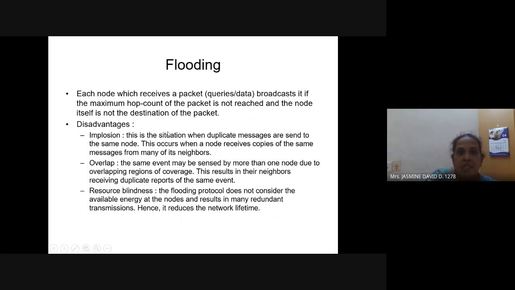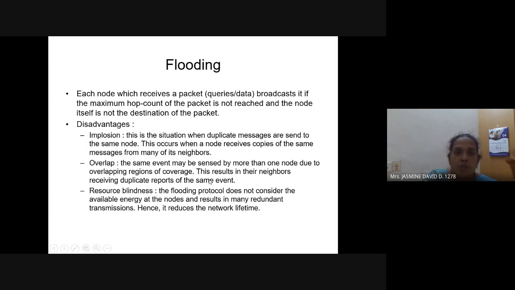Implosion is the situation when duplicate messages are sent to the same node. The same node is receiving the same message several times, just flooding that particular node. This occurs when a node receives copies of the same messages from many of its neighbors. Then overlap: the same event may be sensed by more than one node due to overlapping regions of coverage. This results in neighbors receiving duplicate reports of the same event.